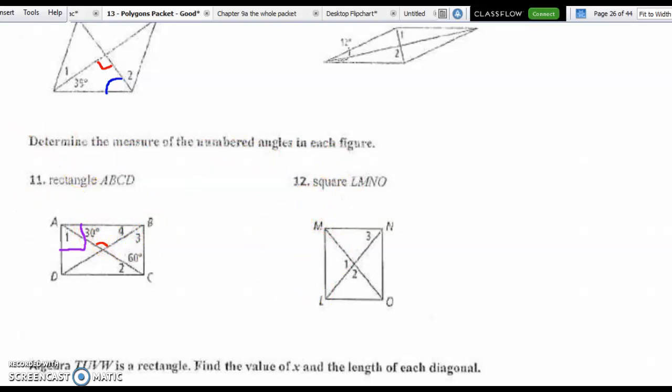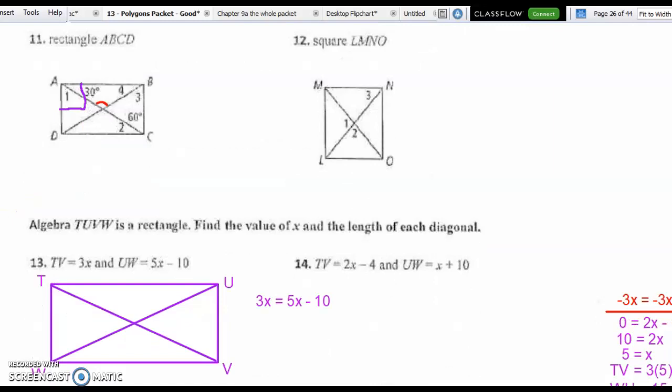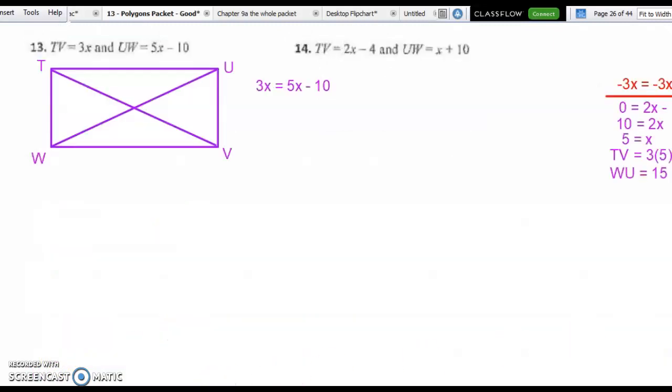And we get down to the very bottom here, and we have a rectangle, TUVW. They're asked to find the value of x and the length of each diagonal, which means we're probably going to have to plug it in. Well, if this diagonal is 3x and this one is 5x minus 10, we know they're equal to each other. Why? Because that's a property of rectangles.